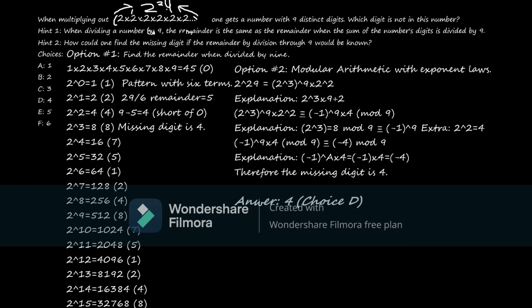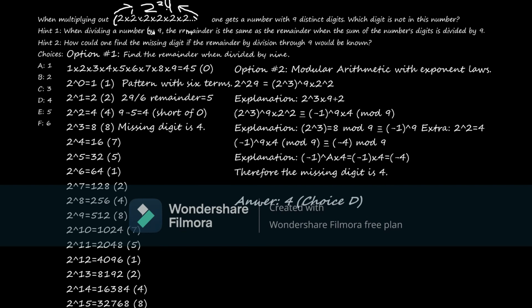2 to the 7th power has a remainder of 2. 2 to the 8th power has a remainder of 4. And 2 to the 9th power has a remainder of 8. Now 2 to the 10th power, this is when the pattern starts to repeat. 1024 has a remainder of 7 to the closest multiple of 9. 2 to the 11th power has a remainder of 5. 2 to the 12th power has a remainder of 1. And on this pattern goes.